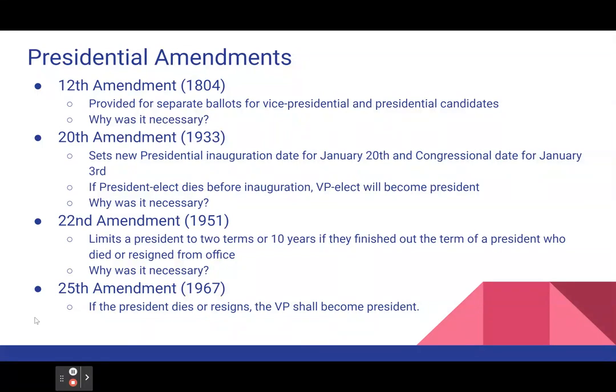So, William Henry Harrison was the first president to die in office, and he dies in office because he's an idiot.